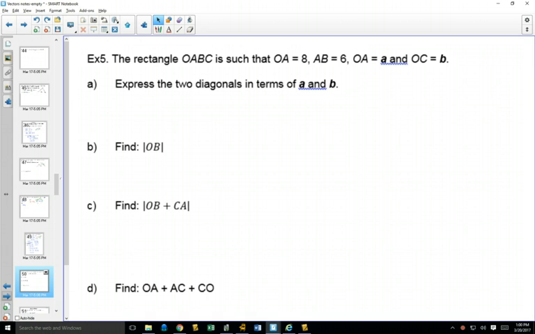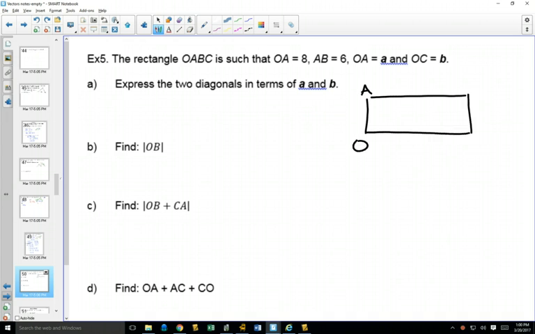So last one, again, draw a diagram. Here is our rectangle O, A, B, C. I don't know if this is to scale. We're going to find out. O to A has a length of 8. Yeah, it is definitely not to scale. There we go. Figured that out right away. And A to B has a length of 6. Vector OA is A. So we're going to call this vector A. And O to C, this is going to be vector B along there.